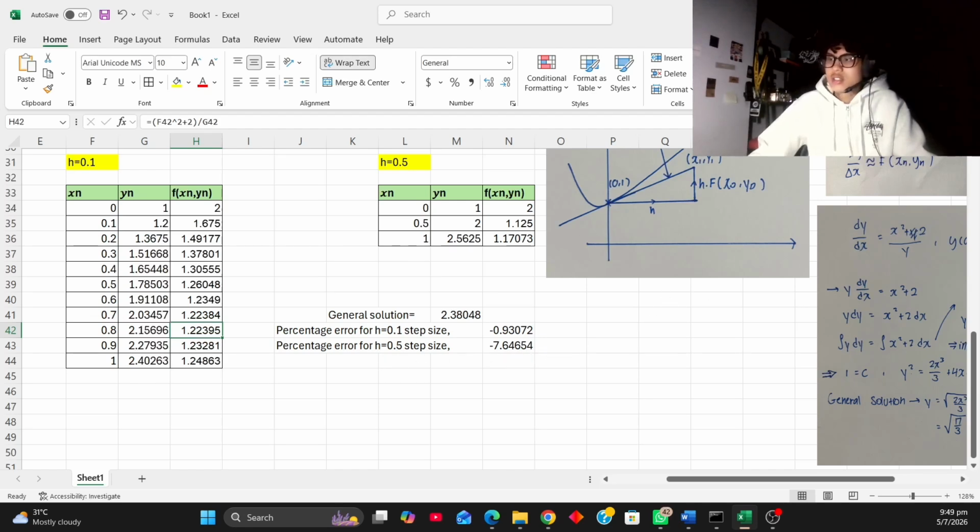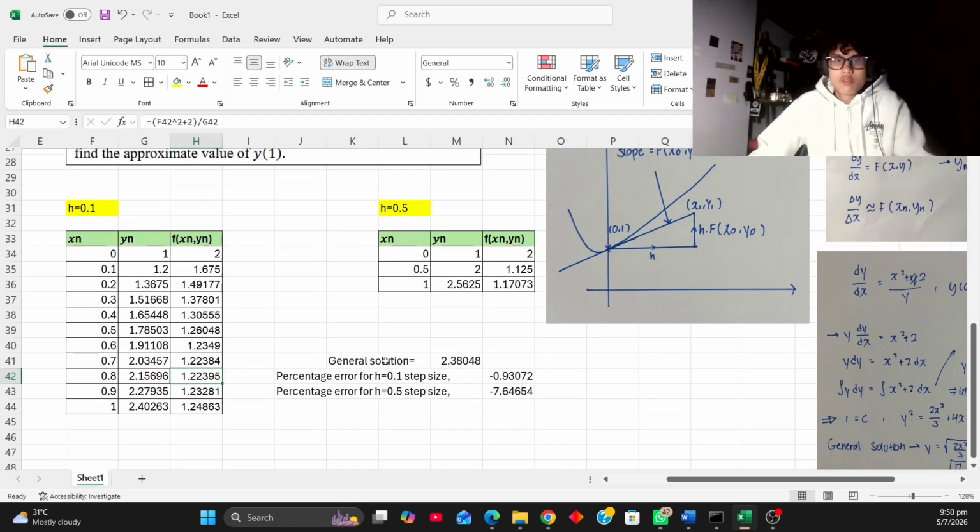So this is evidence to show that using a smaller step size produces a more accurate approximation because the tangent lines follow the actual solution curve more closely. As you can see, I have proved this here by using different values for the step sizes.